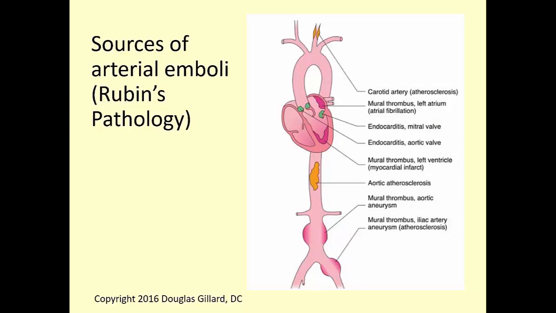This is from Rubin's Pathology. You can see some of these things here. So atherosclerosis, you can get some plaque. They can throw an emboli. Here's a mural thrombus that occurs in the atrium, secondary to atrial AFib. In AFib, the ventricles are contracting sometimes 500 beats per minute, and all the swishing blood can start to coagulate. So that's mural thrombus from some type of heart arrhythmia.